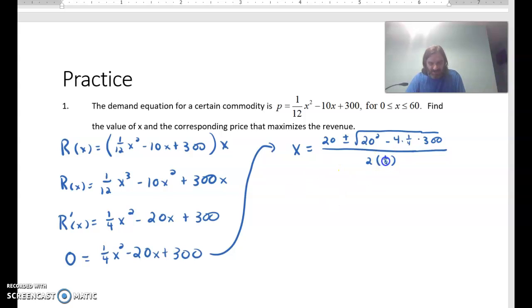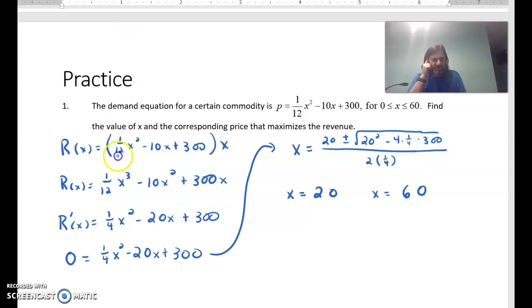So I'm going to pause and work this out. You should do the same. We should get 2 answers out of this. So let's just pause it and work through. So I got 2 answers. I got x being 20, and x being 60. And both of those are between the 0 and 60 range, so we're okay.